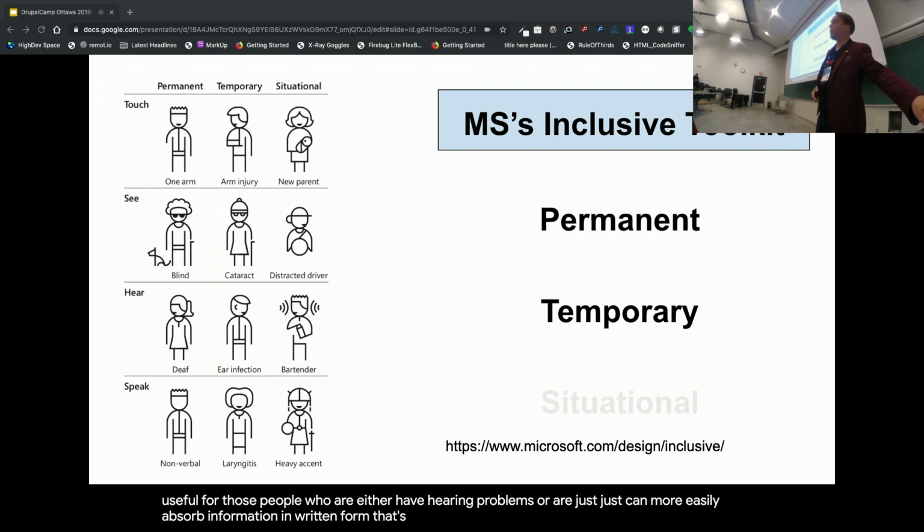That's not right. There we go. Permanent, temporary, situational. I forgot about those animations.